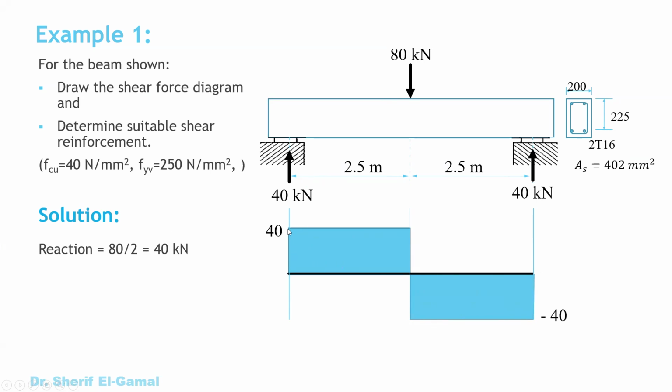So we have a constant shear value of 40 kilonewton on each side. So the shear here is a constant 40 kilonewton, and we have to design for this shear force. It doesn't matter here whether we take it at the face of the support or at a distance d, because the shear is constant at 40 kilonewton. So let's start the second part of the question, how to design the shear reinforcement.